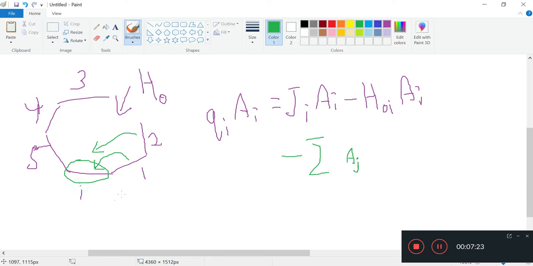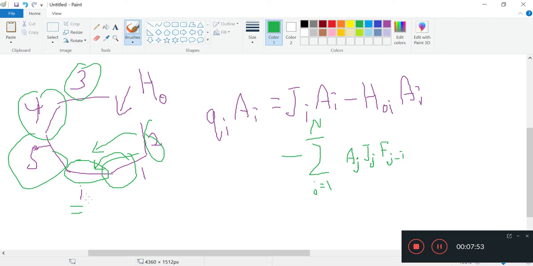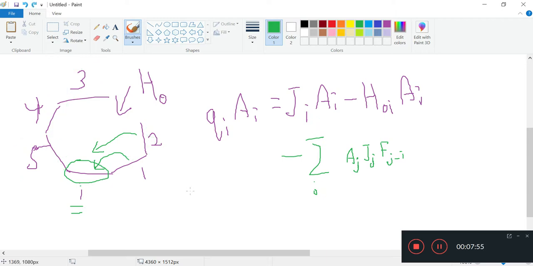So this is surface I. Whatever surface that is not I, it will be called surface J. So A_J into the radiosity of J_J, and the view factor is F_J to I. So this is going from J equals 1 to J equals N, right? So this is just summing up all the contributions from these surfaces. You can have N surfaces, it doesn't have to just be 5.